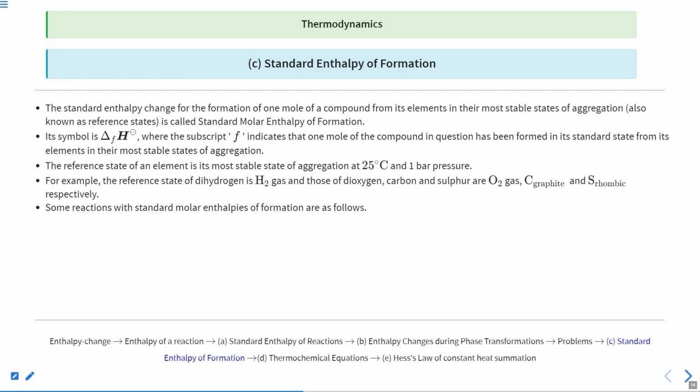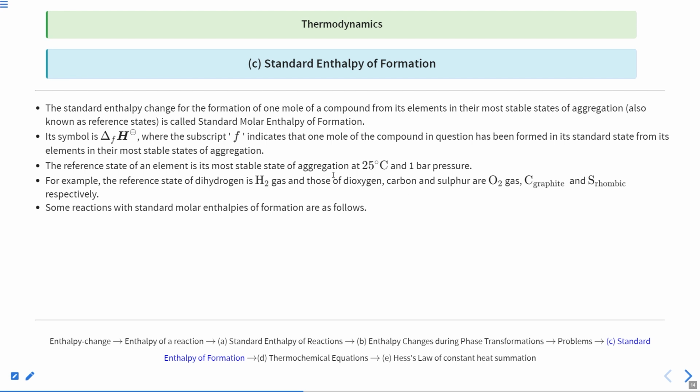For example, if I'm talking about the standard state, for dioxygen it is simply O2. For carbon it is graphite, C graphite. For sulfur it is S rhombic. This is the most important thing, so you should remember that carbon should be in the graphite form. If the standard enthalpy of formation of, suppose, carbon diamond is given, then you cannot take it as the reference state. That is completely wrong. Similarly, for sulfur it should be S rhombic, right? Clear?